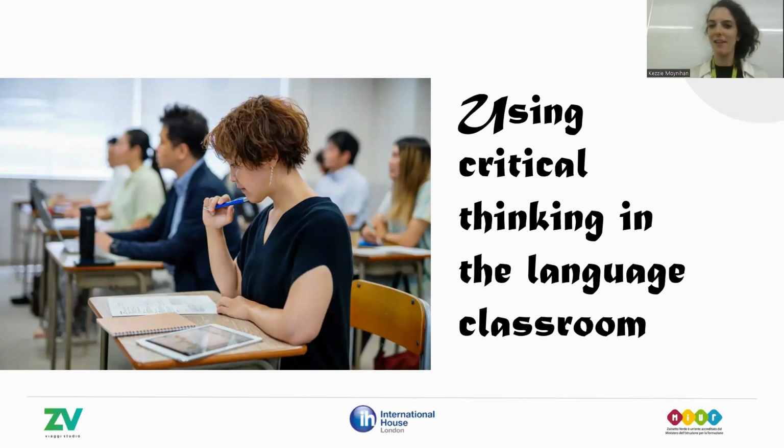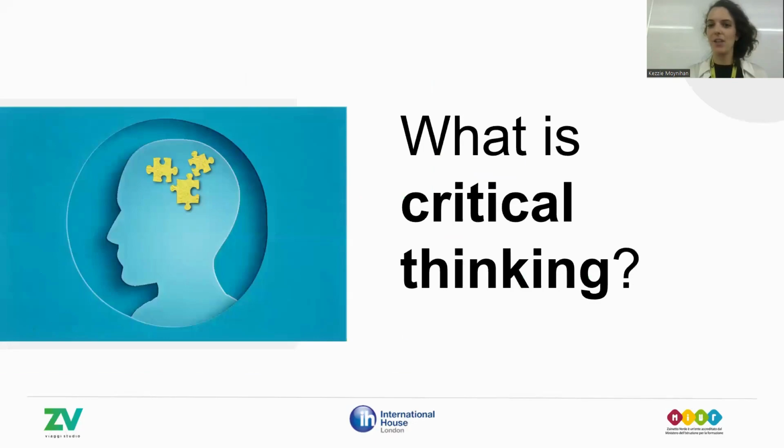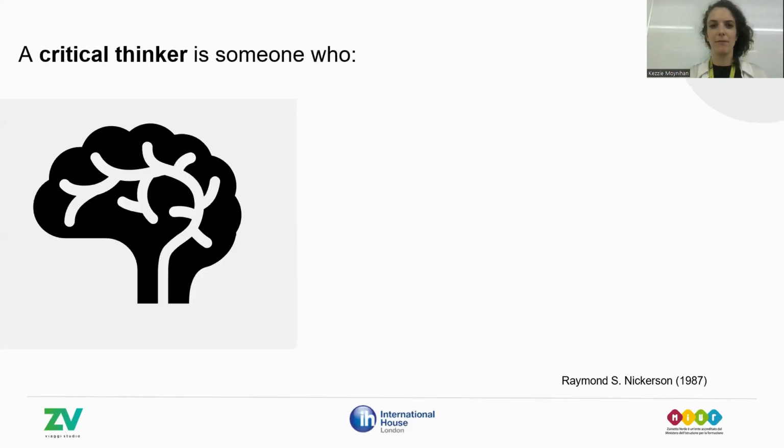Okay, so let's begin with our thoughts on how to use critical thinking in the language classroom. First of all, what is critical thinking? A critical thinker is someone who waits for sufficient evidence before forming an opinion. So when they're reading a newspaper article, they're thinking about how reliable, how trustworthy is this article? What's the source? Have I had enough evidence to believe what's being said?